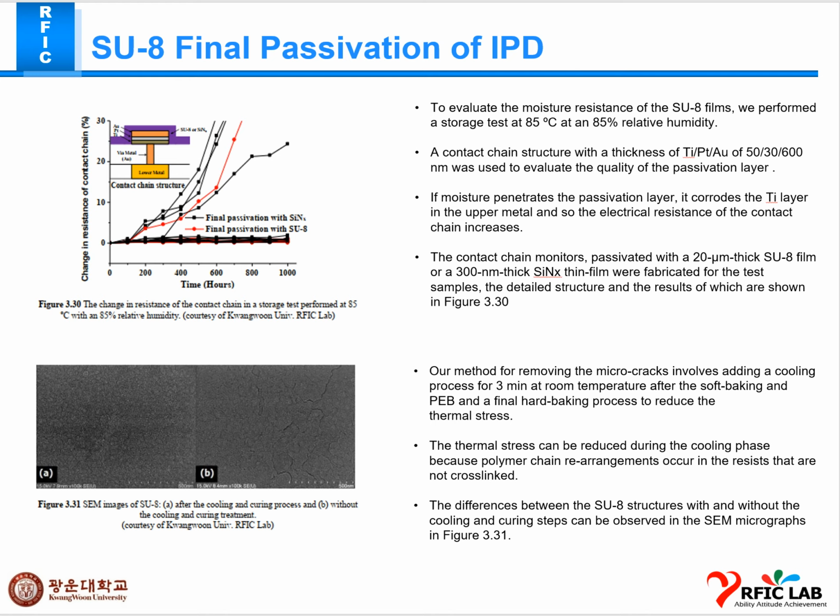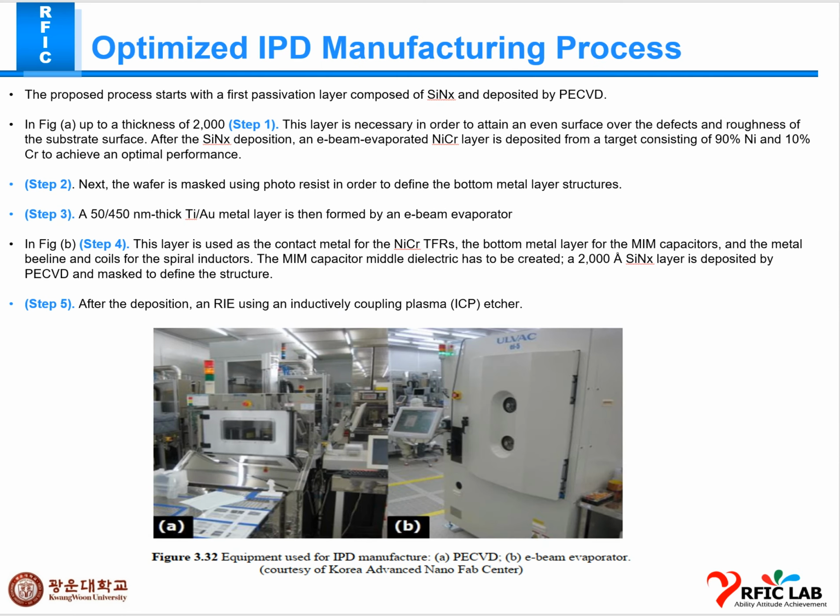The second figure is an image of SU8; the first is after the cooling and curing process, and the second is without the cooling and curing treatment. Our method of removing the micro cracks involves adding a cooling process of 3 minutes at room temperature after the soft baking of the resist and the final hard baking process to reduce the thermal stress. During the cooling phase, polymer rearrangement can occur in the resist that is not cross-linked. The difference between SU8 structures with and without the cooling and curing steps can be observed in the SEM micrograph in this figure.